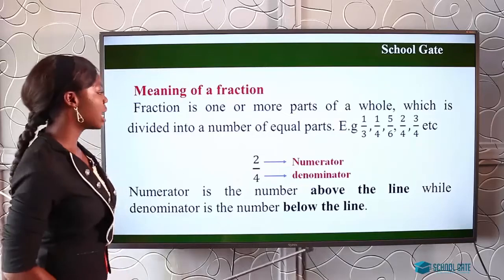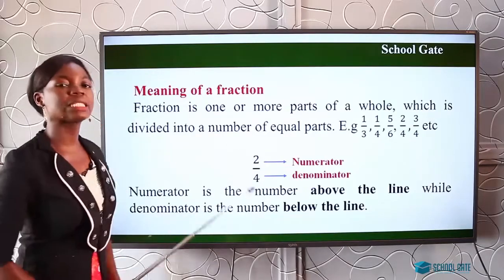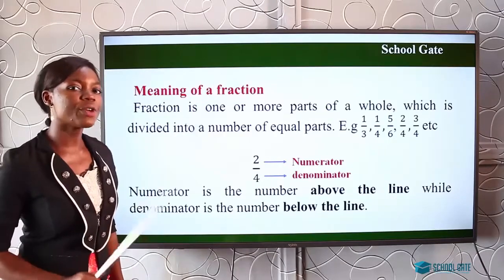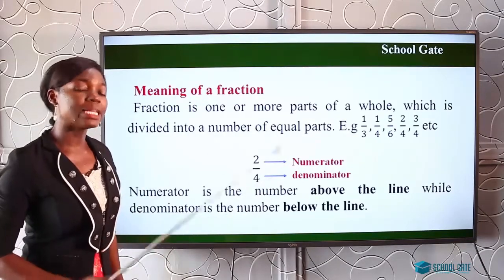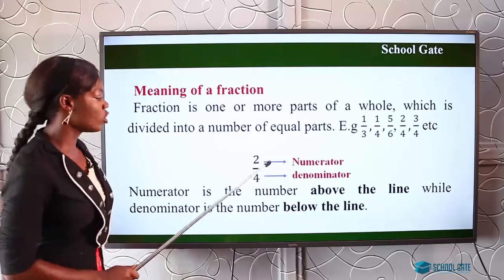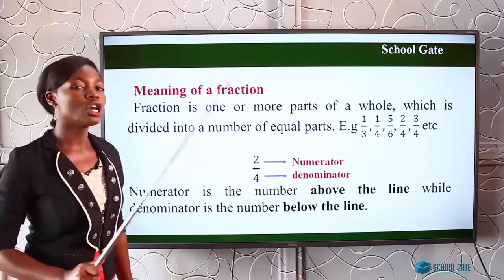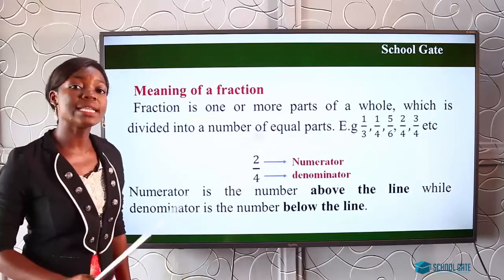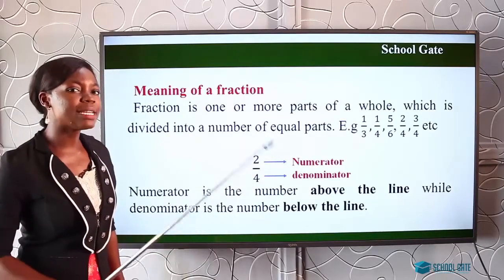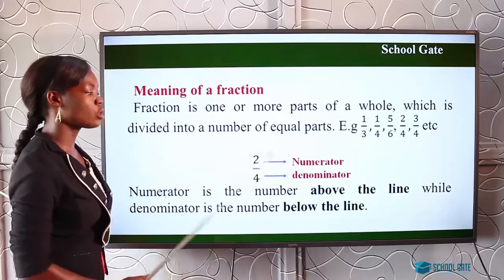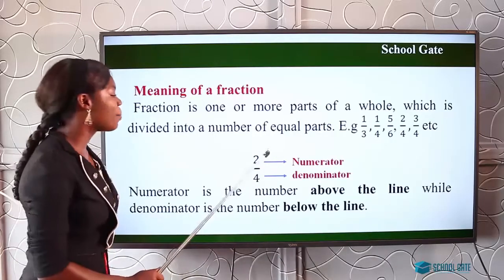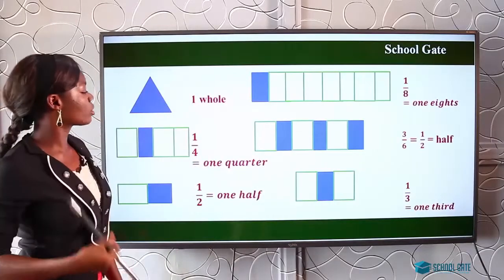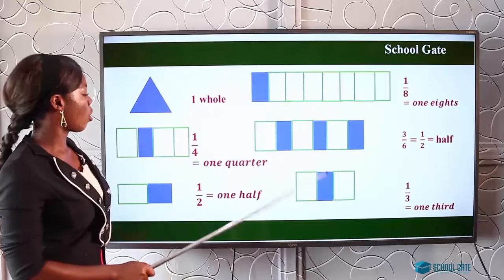Are we getting it, kids? So when you see a fraction like this, the number on top is called the numerator. What did I say? Numerator. The number above the line is called the numerator, while the number below the line is called the denominator. The number below the line is called denominator. The number above the line is called numerator. Alright, kids, so this is what we call a fraction.